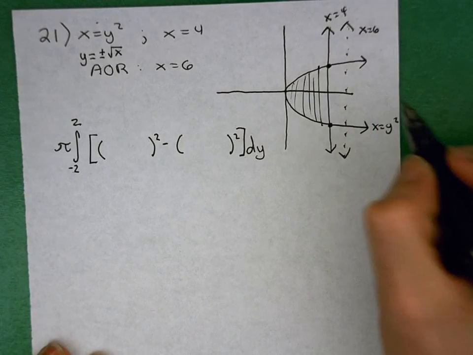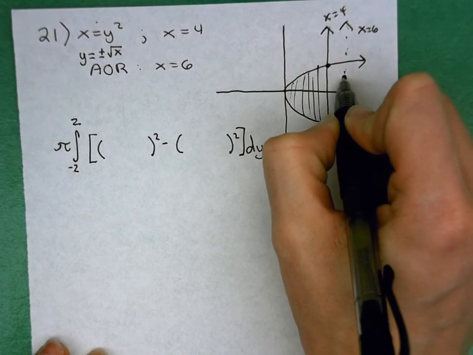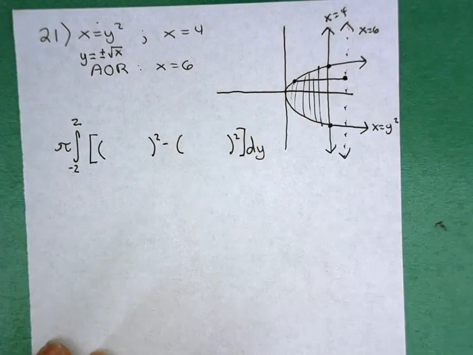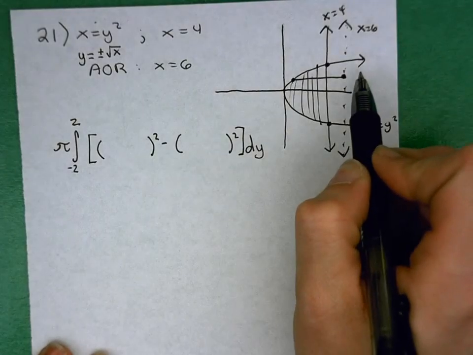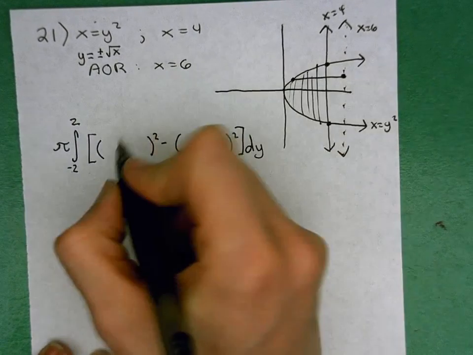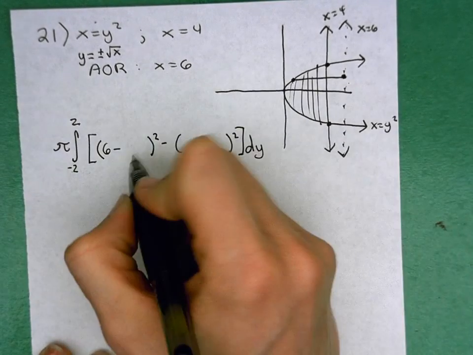Big R is the distance from the axis of revolution, so start anywhere on your axis of revolution. You go as far as you can through that shaded region to the furthest point you can reach. It's my big R, and big R is upper over lower, right? So we have our upper, which is here at x equals 6, minus our lower, which is here at y squared.